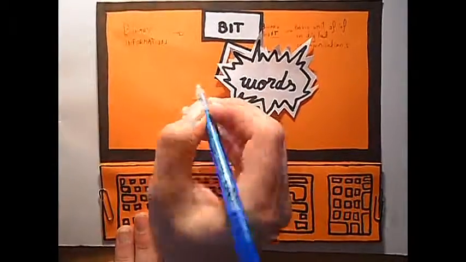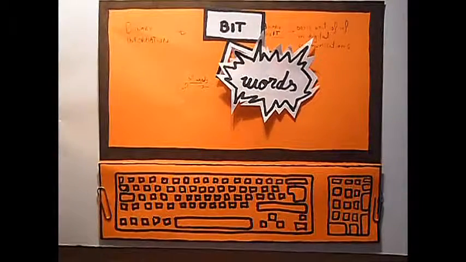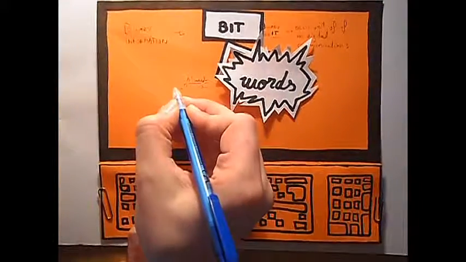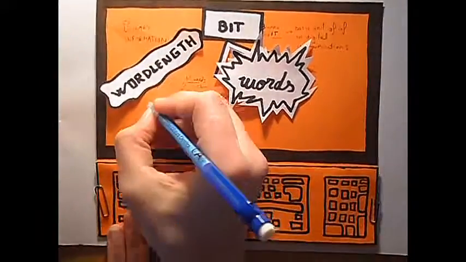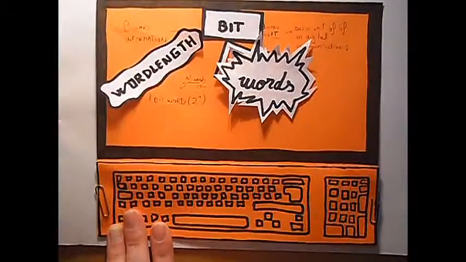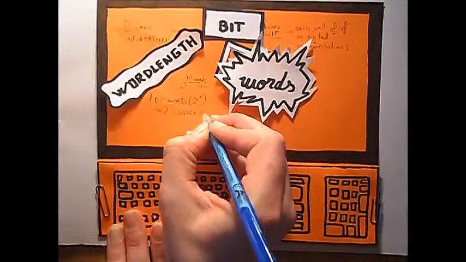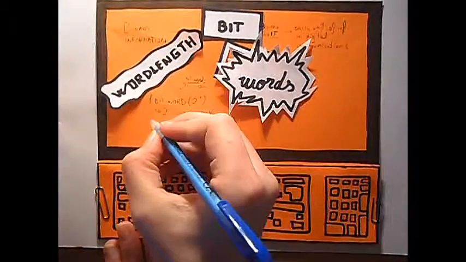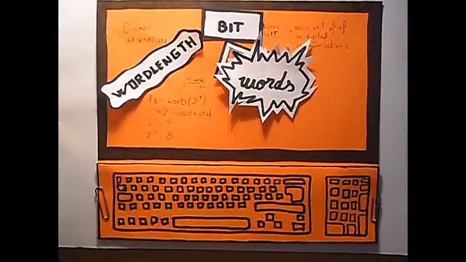When raising number 2 to the number of bit words we have, we obtain what's called word length. So if we have 1 bit word, we will obtain 2 word length. So we can represent 2 things. If we have 2-bit words, we can represent 4 things. We have 3, we can represent 8, and so on.